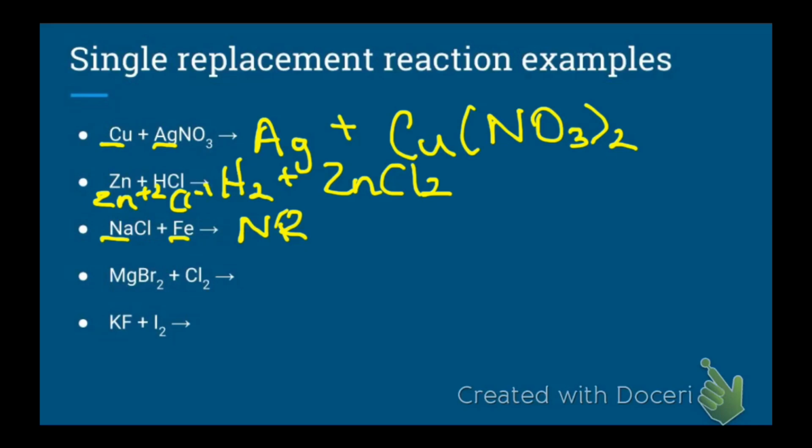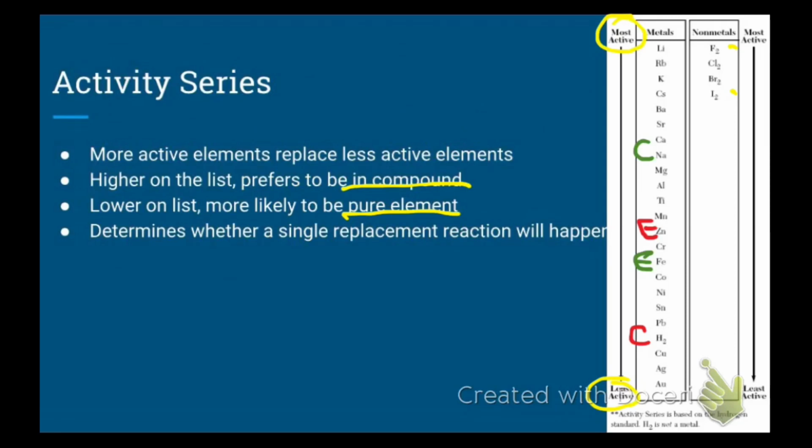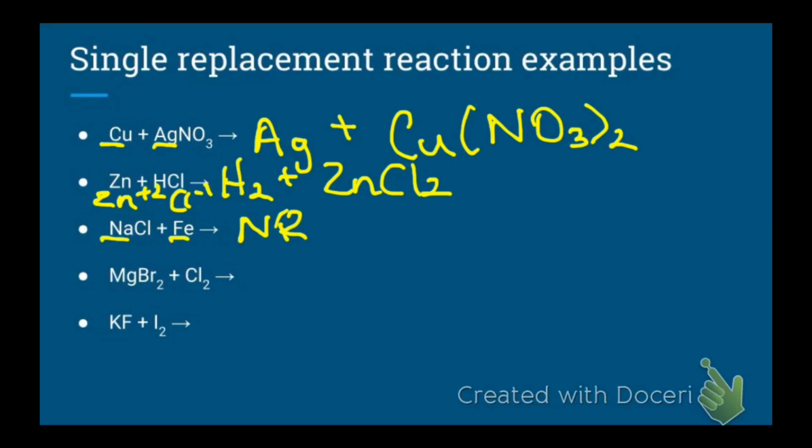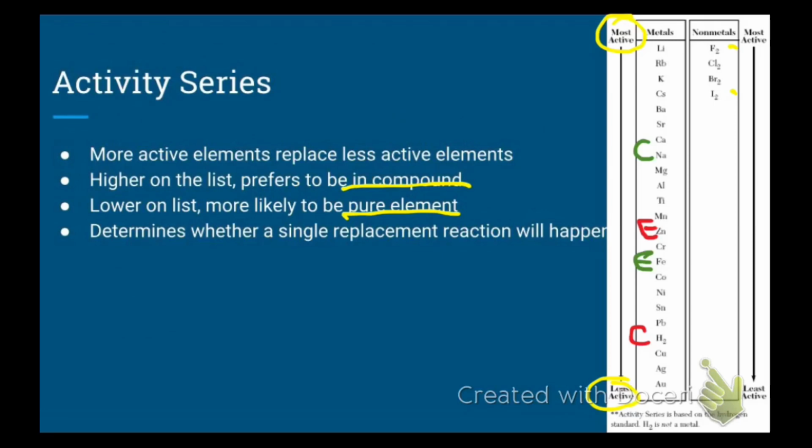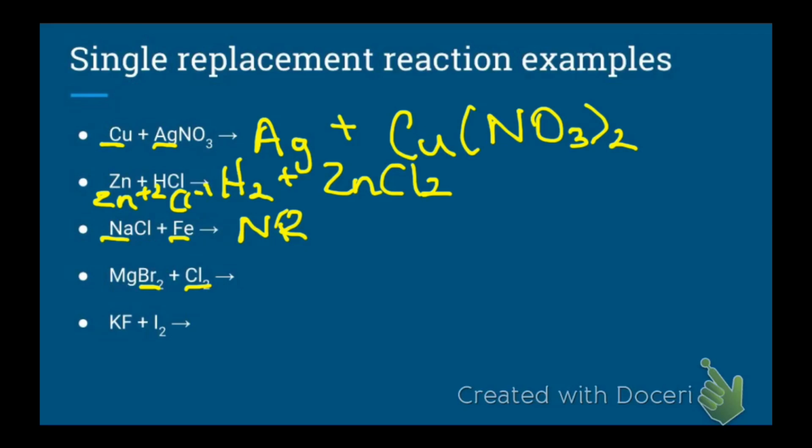Alright, our next one. This is our first one where we're adding a halogen to a compound. So we've got magnesium bromide and chlorine gas. So now we've got to go back and look at the other part of the list. Remember, we can also look at the periodic table for this one. So we go back over here, and it's magnesium bromide, so that bromine is in our compound. Chlorine's our pure element. Alright, so our pure element is currently higher than our compound. So higher on the list means it wants to be in a compound. So this is actually going to happen. Our chlorine's going to kick out our bromine.